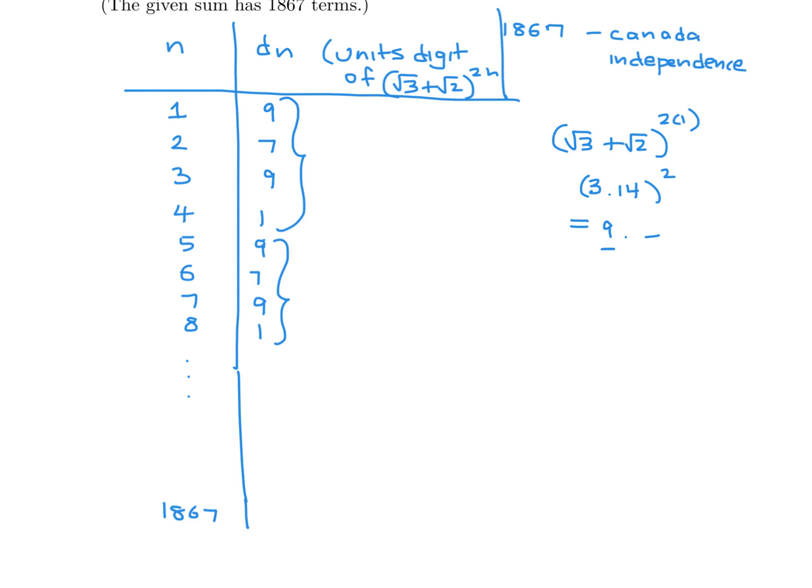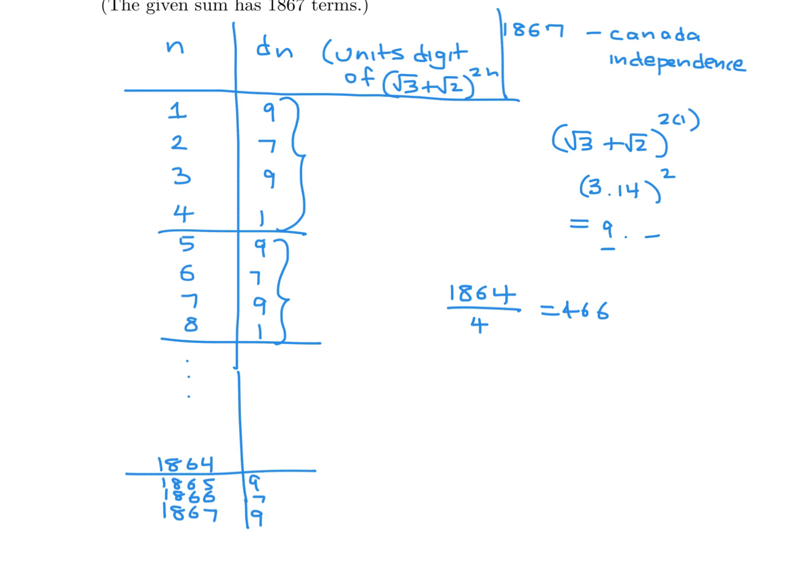So it would be helpful if we knew whether 1867 is divisible by 4, and it's not. 1864 is divisible by 4. So that means that until we get to 1864, we're going to have patterns of 4, and then we're going to have to count 1865, 1866, 1867. Since the pattern ends 9791, the pattern would start up again 979. Yeah, the pattern starting up again, right?